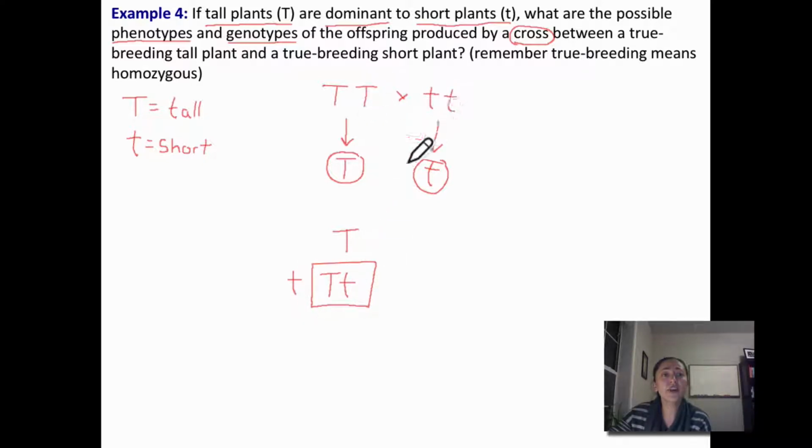So to answer the question, all of these offspring, what would they look like? Well, we know that if they have a capital letter, then it doesn't matter what the other allele is, they'll always express the capital letter. So this could be a little t or a big T. As long as they have one capital letter, they'll be expressing the dominant trait, which is tall. So all the offspring would be tall.